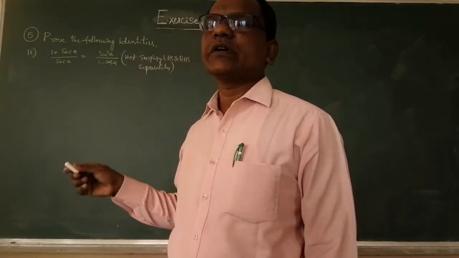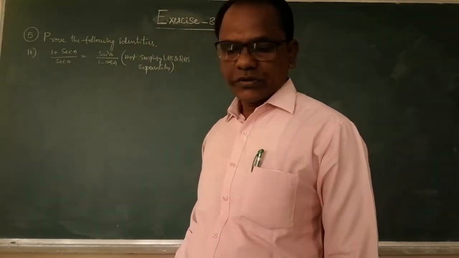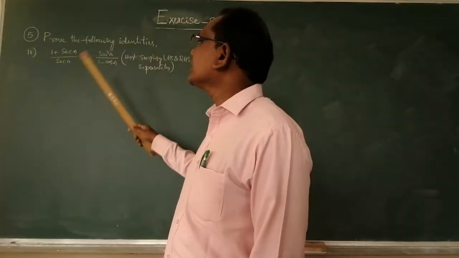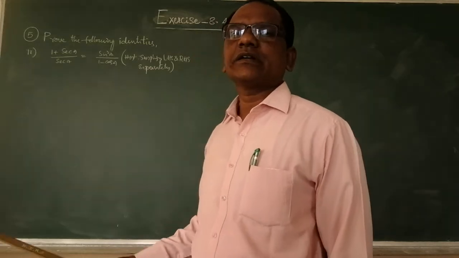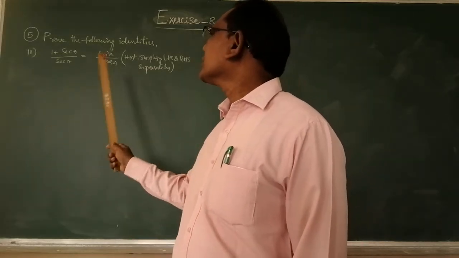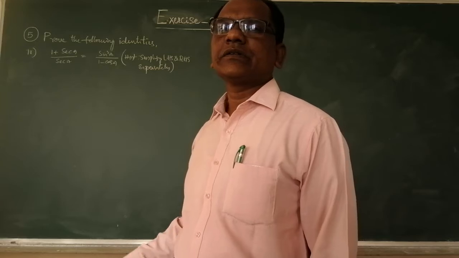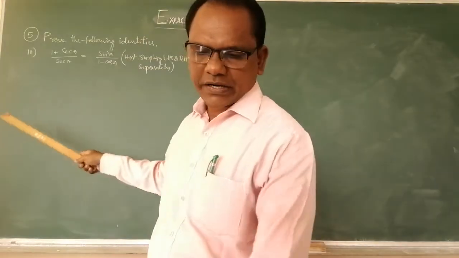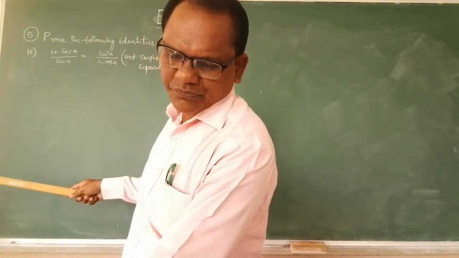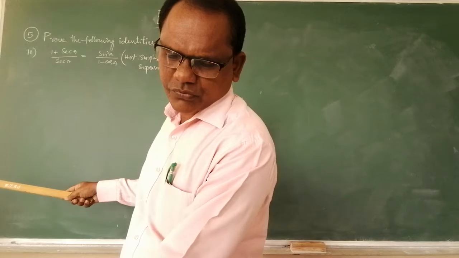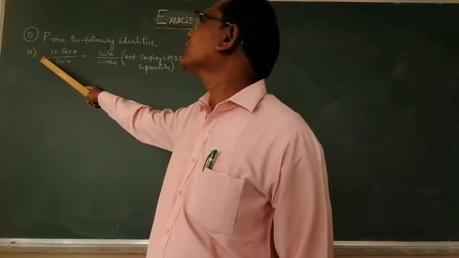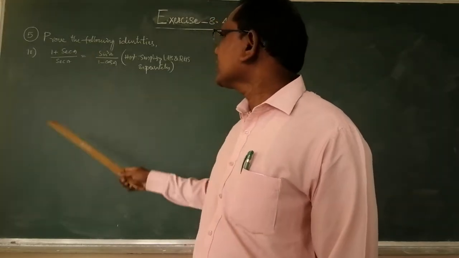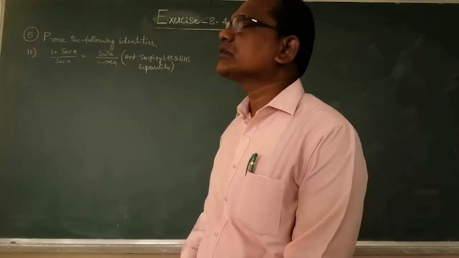Today we are going to continue exercise 8.4. That is the fifth main. Prove the following identities. Yesterday the first, second, third and fourth were completed. Now let us continue with the fifth main, fourth one.